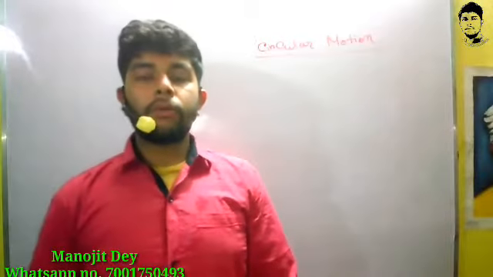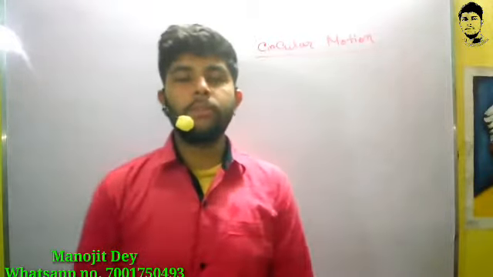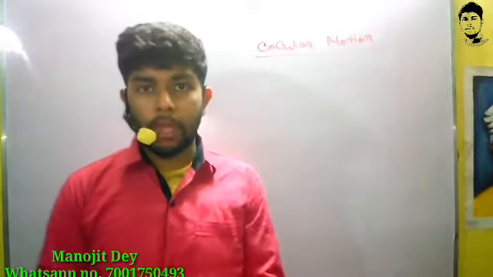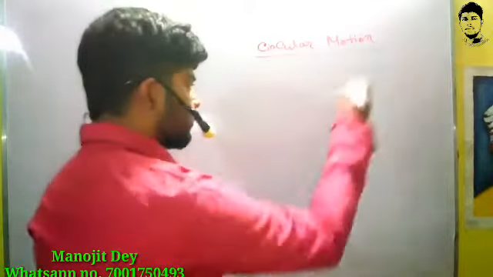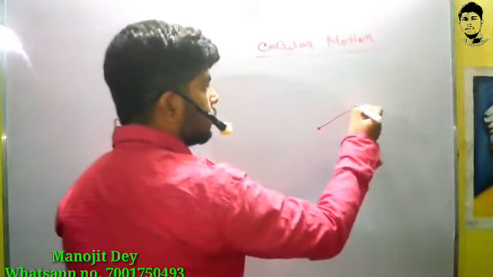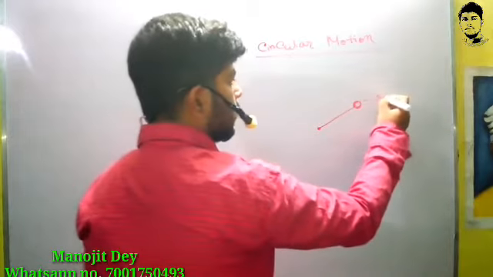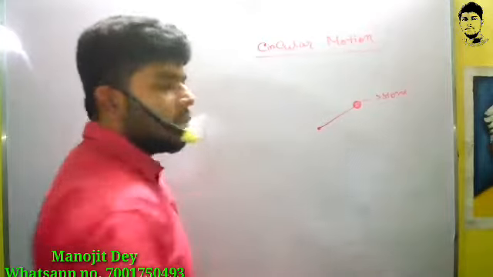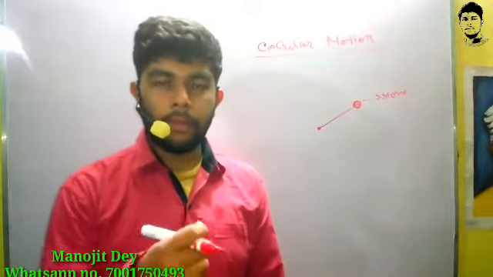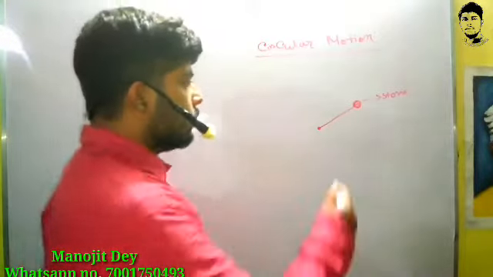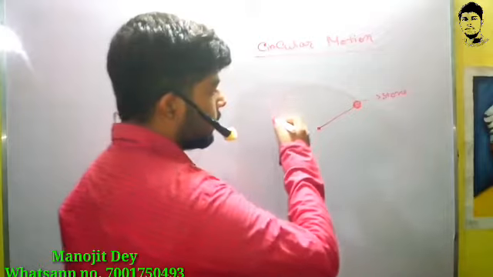So students, now we are going to learn about circular motion. What is circular motion? When an object rotates or moves along a circular path, that motion is called circular motion. Just like this, suppose this is your hand and you tie a stone with thread, and you hold the thread in your hand. Now if you rotate the thread, you will see that the stone rotates around your hand.